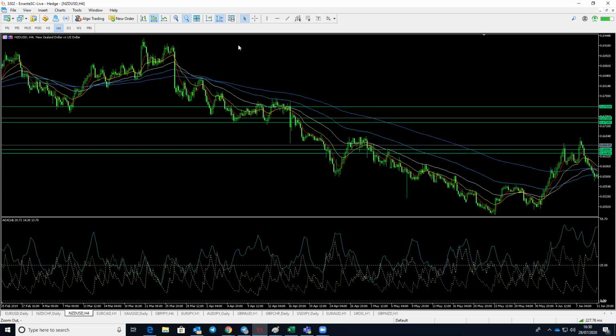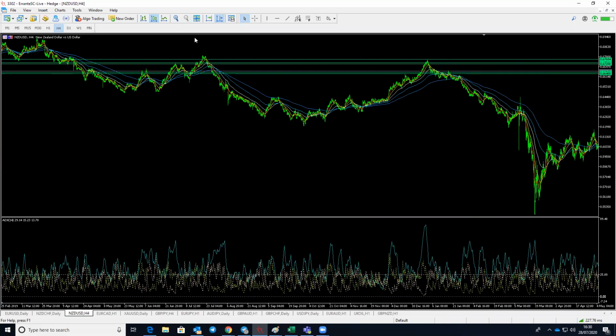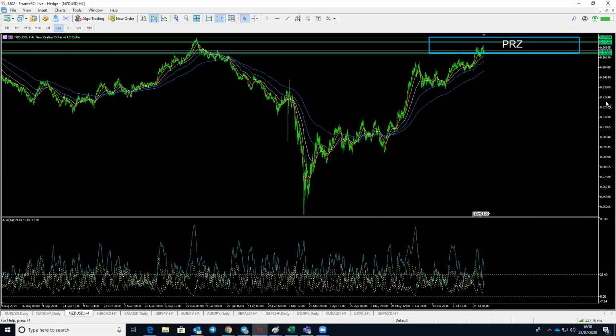On the 4-hour chart, if you zoom out a little bit first, just to get a bit of an idea.